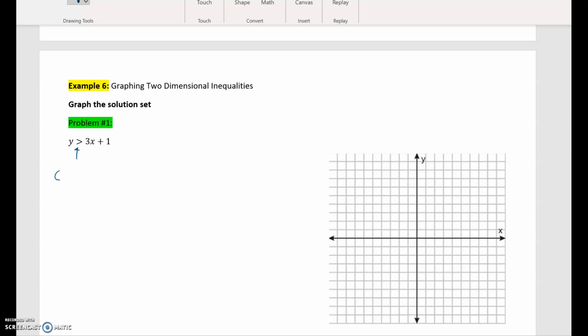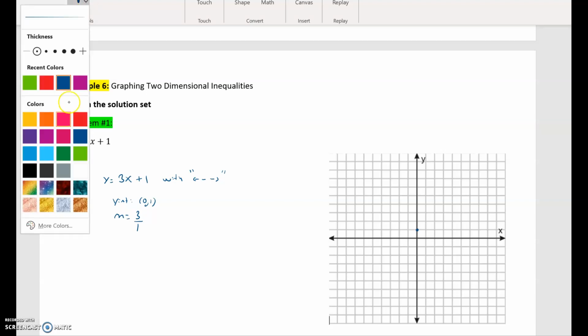So what we're going to do here is we're actually going to graph the equation. In this case, y is equal to 3x plus 1, but with a dotted line. And the dotted line because we're not including the actual boundary. So for this line, we're going to need a y-intercept of 0, 1, a slope of 3 over 1. And let me just put those 2 points, 0, 1, it's going to be here.